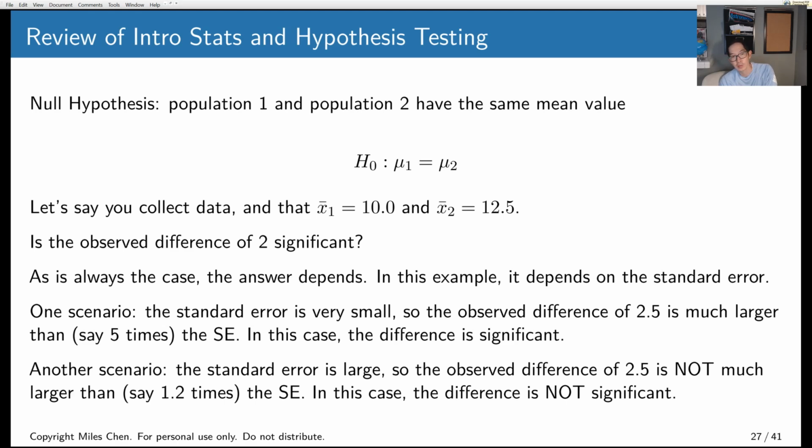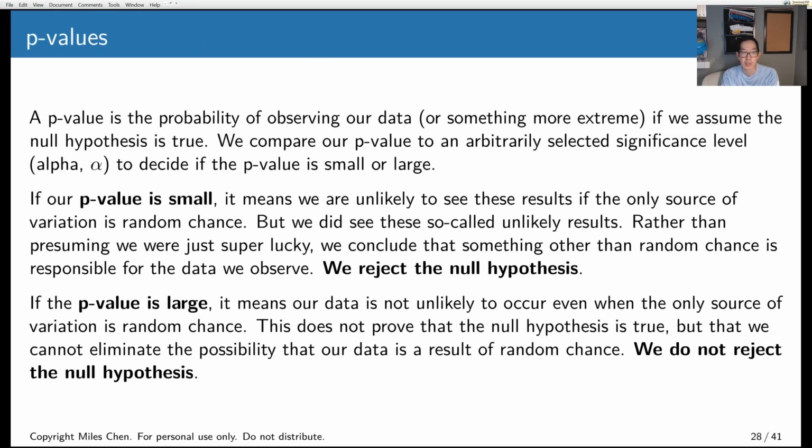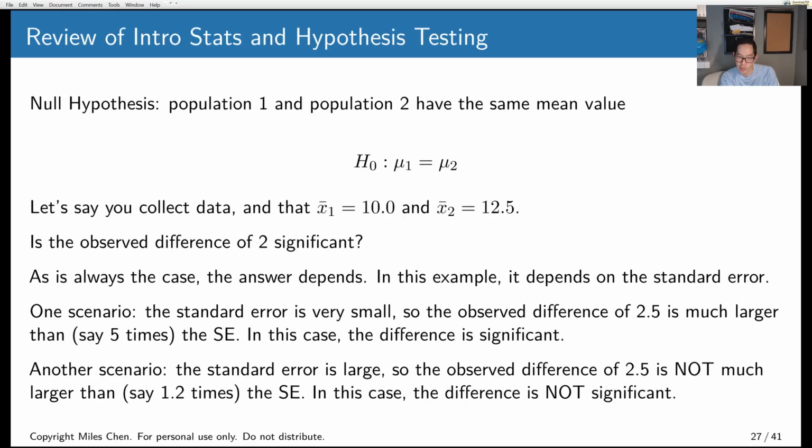So in one scenario, the standard error is very small, and so that difference of 2.5 is huge compared to the standard error. If our standard error is like 0.5, this difference of 2.5, that's kind of a big deal, okay? On the other hand, maybe the standard error is big. Maybe the standard error is like 2, and so this observed difference of 2.5 is not that much larger, maybe 1.2 times the standard error. In that case, this difference of 2.5 points is not significant. So our answer is going to depend on what the data look like, okay?